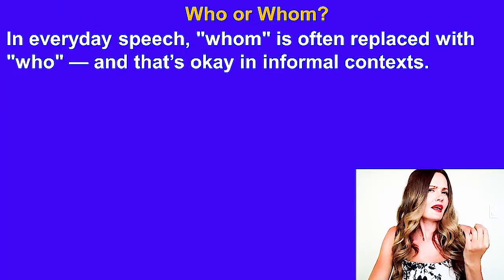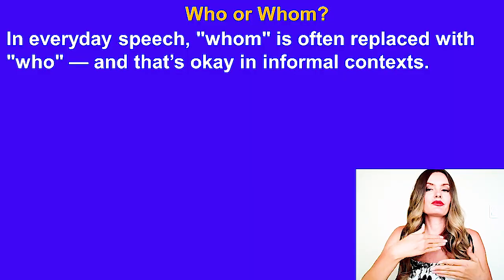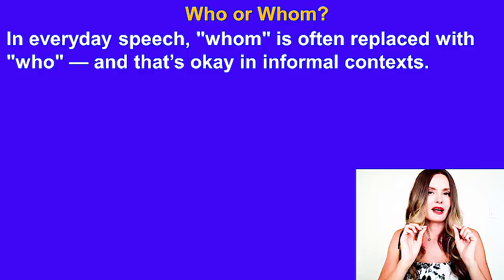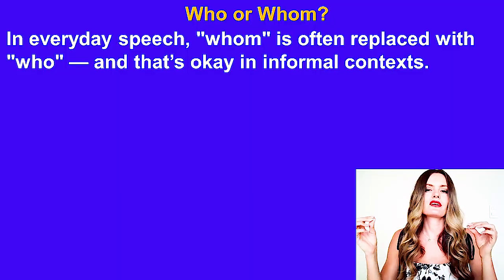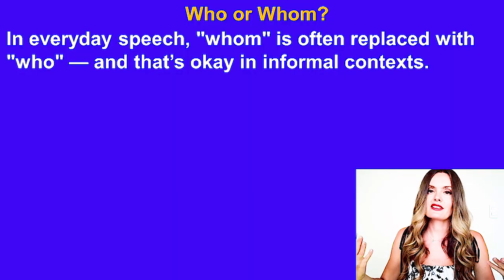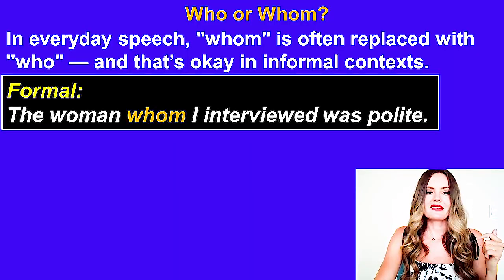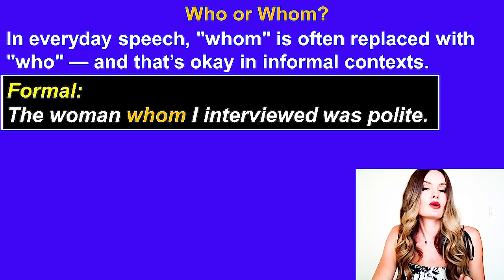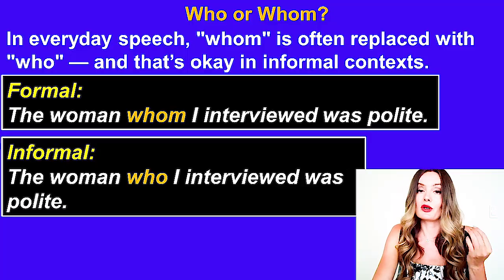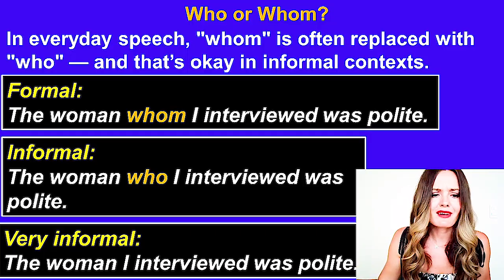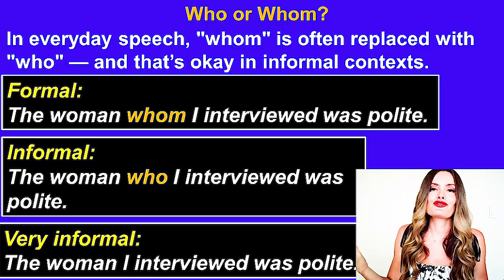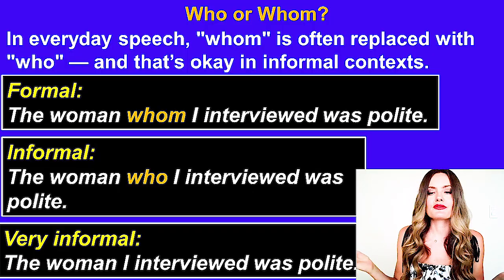But again, in everyday speech, whom is often replaced with who, and that's okay in informal contexts. But if you need to use these relative pronouns in formal contexts, or maybe you have a written exam, it's better to use them based on the rules. So in formal, you can say, the woman whom I interviewed was polite. Informal, the woman who I interviewed was polite. And in a very informal context, you can say, the woman I interviewed was polite. You can even drop this pronoun. The woman I interviewed was polite.